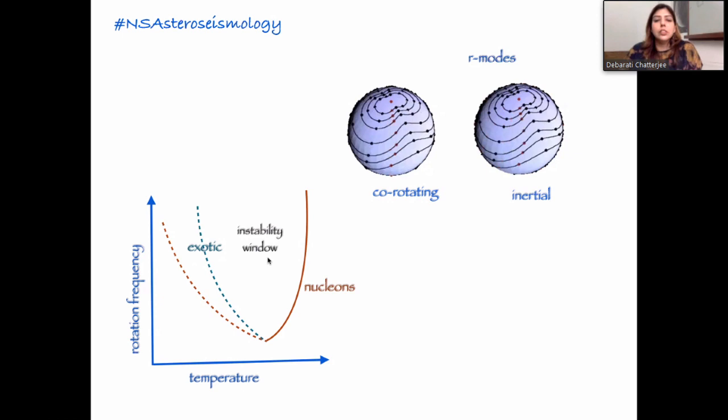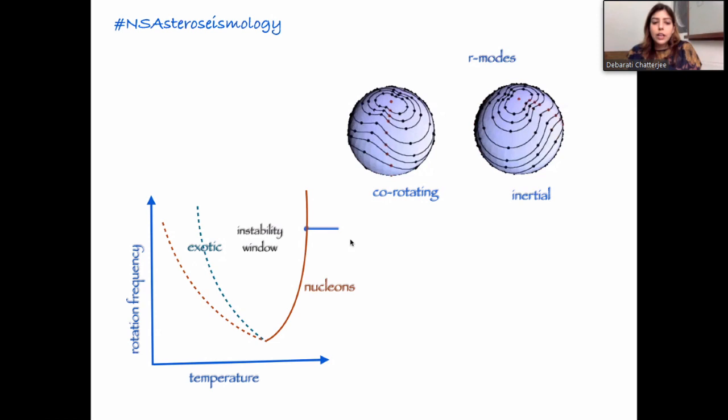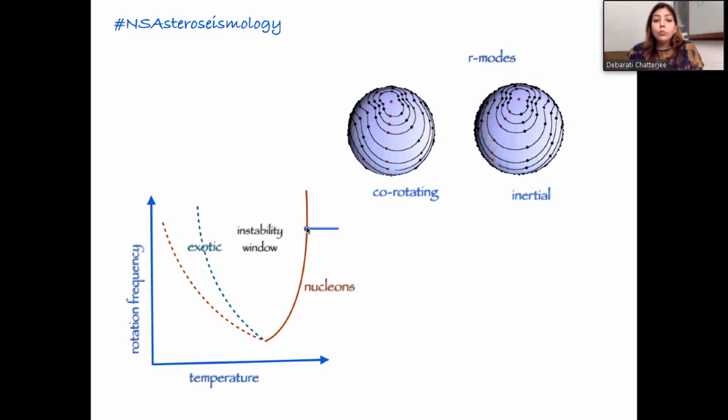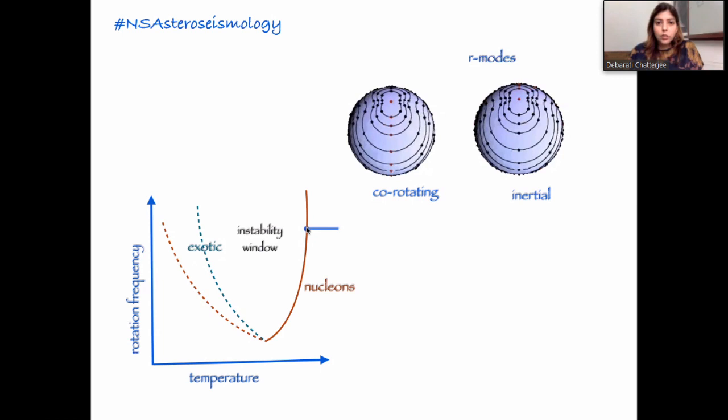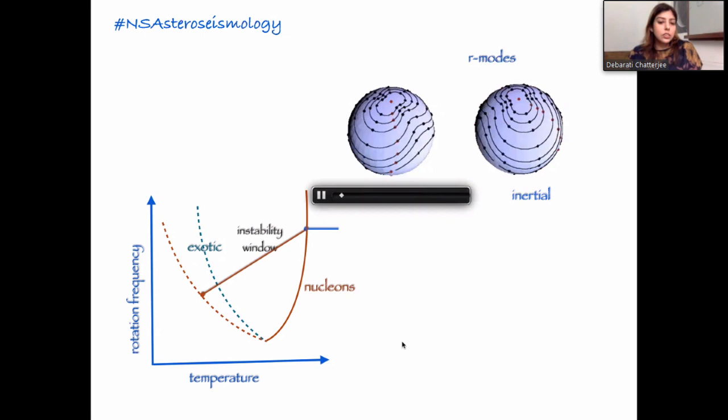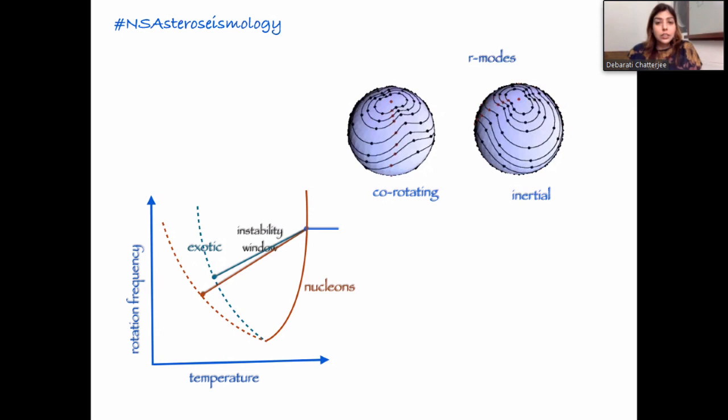So in between this part, it's called an instability window. Why? Because this is the window where gravitational waves are allowed to spin down the star. So let's imagine a newly born neutron star rotating very rapidly. As it cools down, it arrives at this instability window. Now Chandrasekhar said, okay, they will become unstable, start to emit gravitational waves and spin down. So if we have nucleons only, this is what we predict. But if we have exotic matter, then we get another trajectory, right?